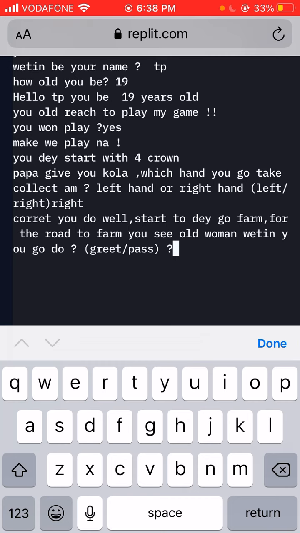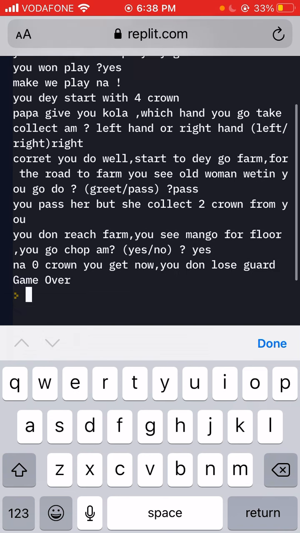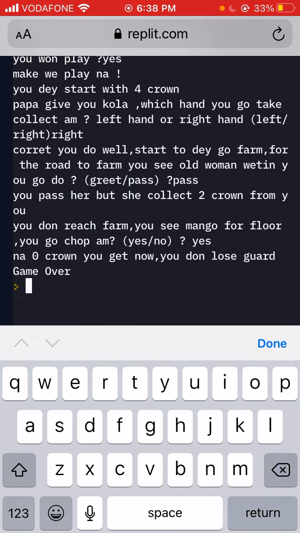So this one now we don't do. Let's say one pass. If you pass then we won't eat this thing. So you say now 0 crown you get now, you don't lose guard, game over. Because okay, we miss the 2, we pass the woman and also we go eat the fruit, so 0 crown.